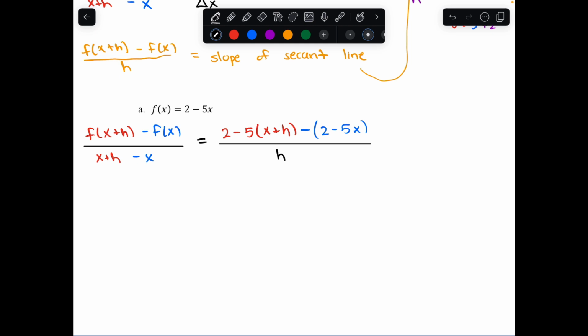So let's continue with our problem and try to simplify things out. So this is going to be 2 minus 5x minus 5h, and then I'm going to distribute the negative sign to the 2 minus 5x, minus 2 plus 5x. And then all of this is divided by h.